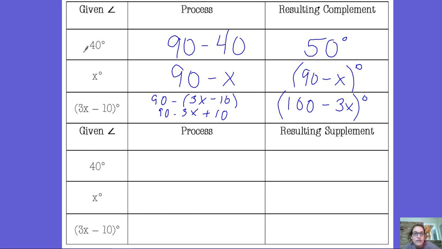So the big idea is if you have an angle, and it doesn't matter if it's 50 or 40 degrees, if it's a number, if it's a variable, or if it's an expression, what you're going to do is take the angle and subtract it from 90. You might have to put it in parentheses if it's an expression, and then distribute the negative. But to find a complement, you subtract your angle from 90. So let's maybe write that up here.